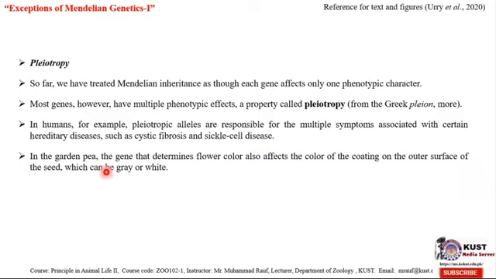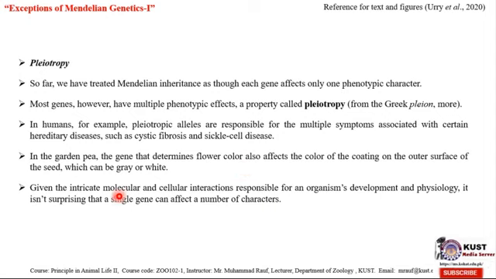In the garden pea, the gene that determines flower color also affects the seed coat color. So here we also have an example of Pleiotropy from Mendel's pea plant, where a single gene is controlling two characters.